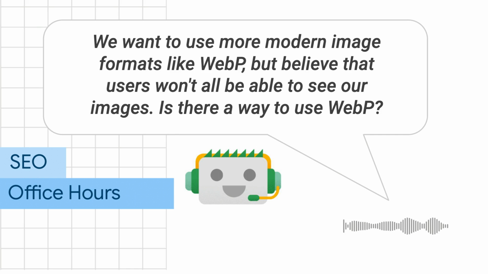Suave Shore asks us, hey, John, we want to use more modern image formats like WebP, but believe that if we use WebP images on our site, users with Apple devices or some older browsers will not be able to see our images. This is especially concerning regarding images that we intend to link to on social media. Is there a straightforward way to use WebP and address this kind of concern?